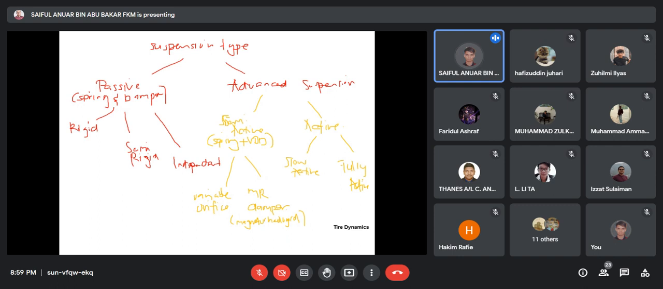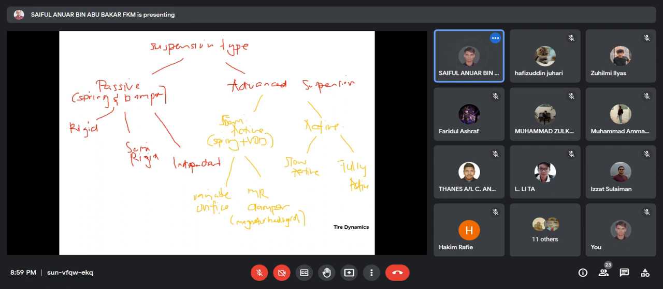Compared to the semi-active suspension, especially the MR damper, if the magnetic actuation system fails, this shock absorber is still going to operate as if it's a passive shock absorber. We still have that characteristic.